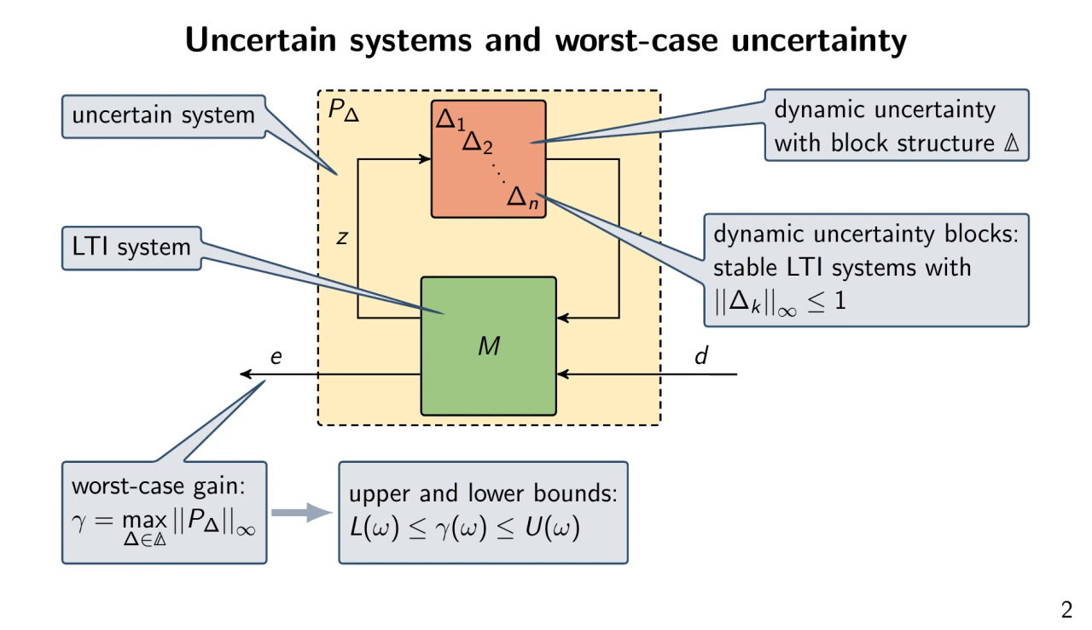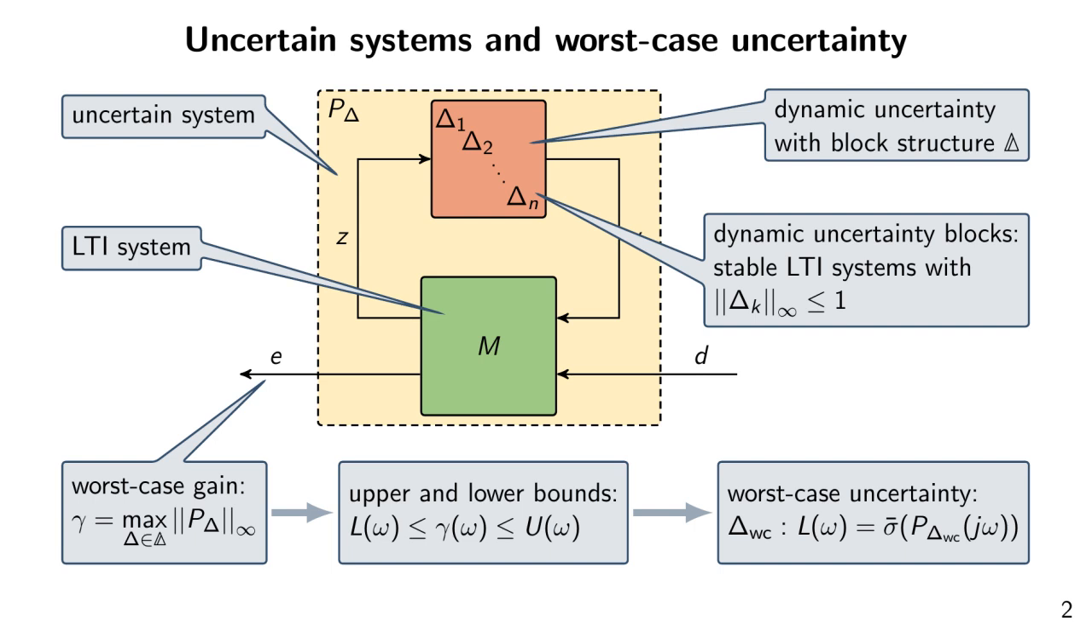and lower bounds. The upper bound u at a specific frequency omega is obtained by solving a semi-definite program that involves scaling the uncertainty channels. The lower bound L at frequency omega, on the other hand, is obtained by constructing a worst-case uncertainty that maximizes the gain of the uncertain system P at omega. Allow me to illustrate this further.